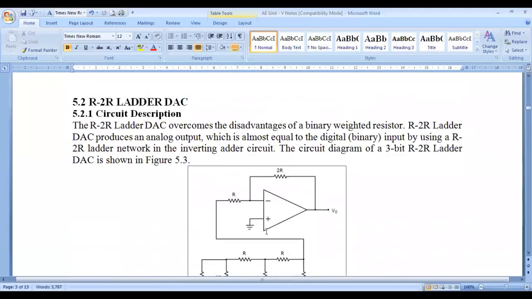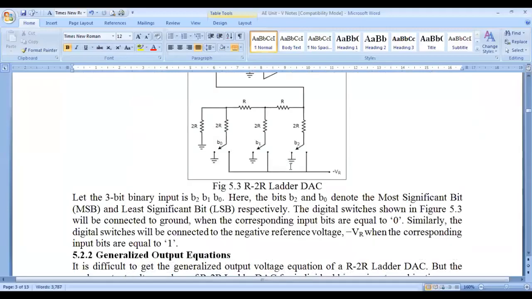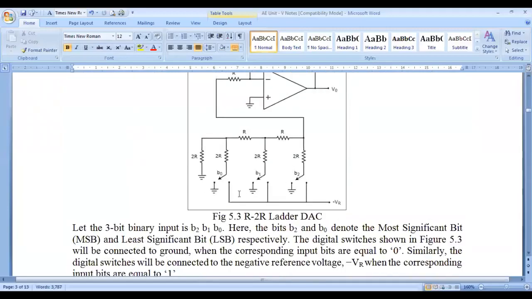Positive terminal is grounded. Input is applied to the negative terminal. R to 2R for the first bit, R to 2R for the second bit, and again we are having R to 2R here. Here also R to 2R feedback and the input resistor is available. So this op-amp operates under inverting configuration. Here also 3 bits are given. B2 is MSB, B0 is LSB, minus VR is given. If it is logic 1 it will be connected to minus VR. If it is logic 0 it will be connected to ground.